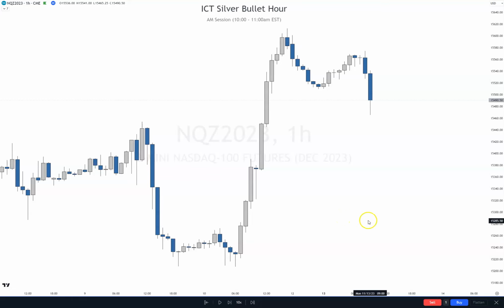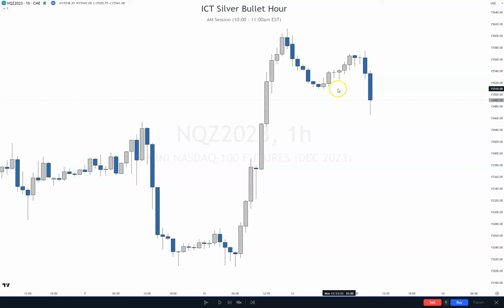Today I want to go over the AM Silver Bullet for Monday, November 13th. This is the 1 hour chart on NQ, the December quarterly contract. And this is the 9 AM candle, okay? It started here, it came back up a little bit, and then went all the way down and retraced, okay? I want you to see that it broke structure here, right?